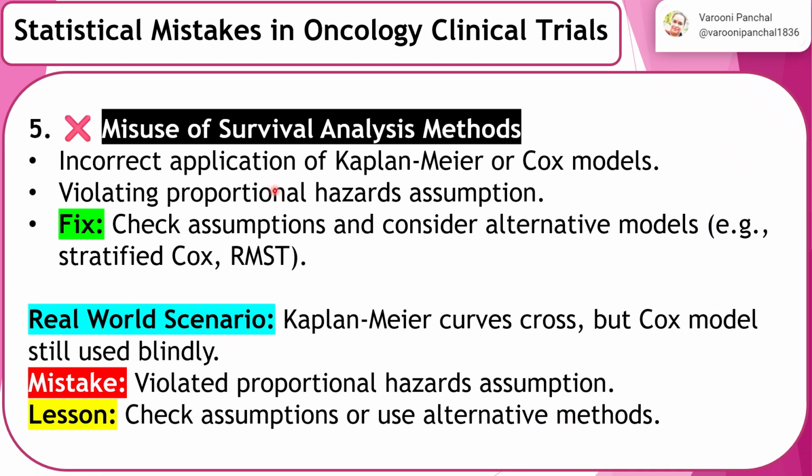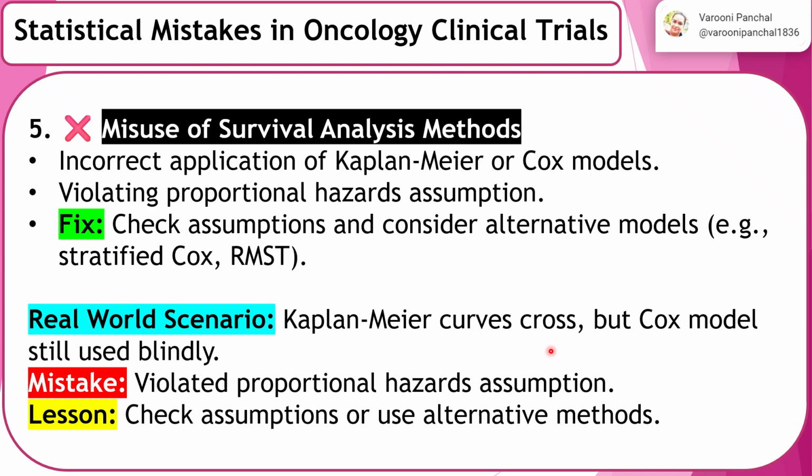Number 5, misuse of survival analysis methods. Incorrect application of Kaplan-Meier or Cox models, which generally violates the proportional hazards assumption. We need to fix this by checking assumptions and considering alternative models, for example stratified Cox or RMST. Say, for example, the Kaplan-Meier curves cross. Usually the Kaplan-Meier curves don't cross. You will see these stepwise curves that are either increasing or decreasing, right? So they are not supposed to cross each other, especially the Kaplan-Meier curves.